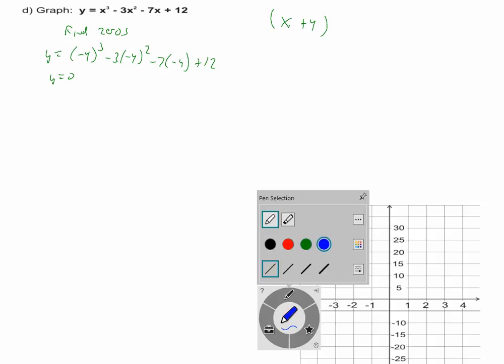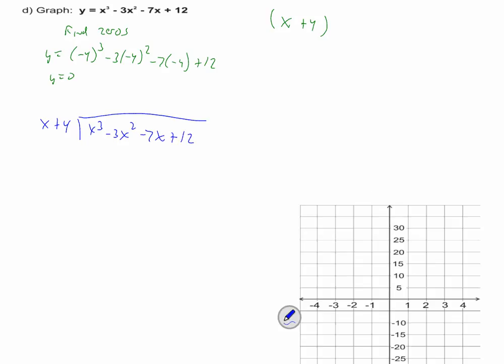Long division. Good. So you're going to take your x plus 4 now, and you're going to divide it into the x cubed minus 3x squared minus 7x plus 12. A long division. For time's sake, we've done long division. You get x squared plus x minus 3 with what kind of a remainder? None, right? X squared plus x minus 3. I would now look to factor that, correct?